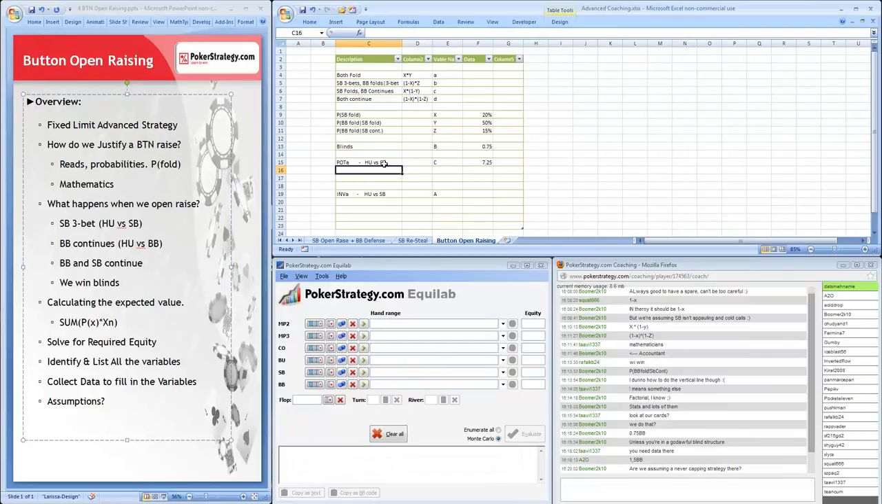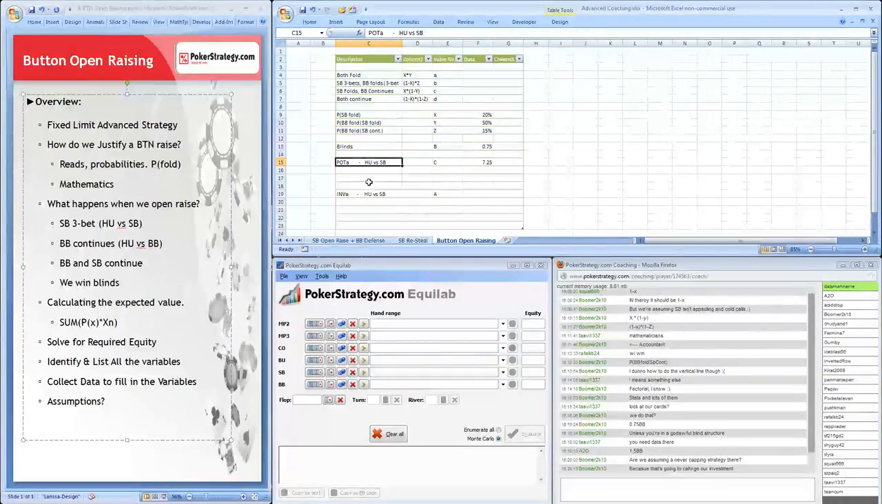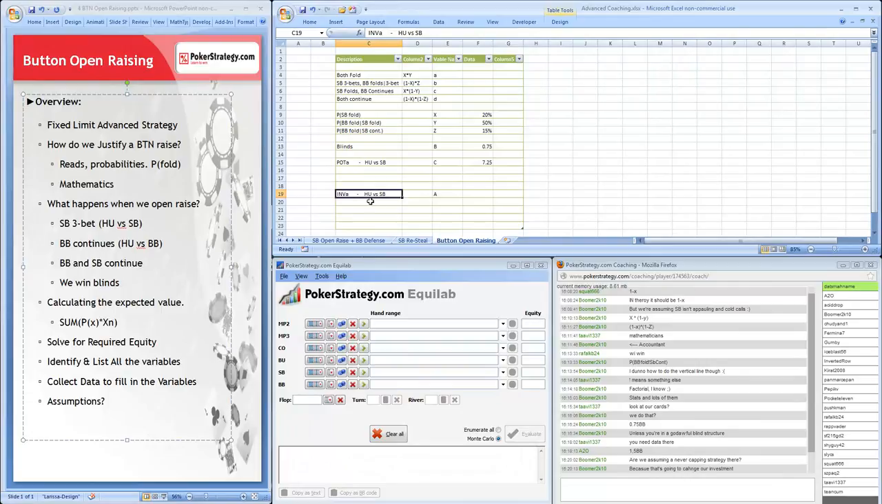But given that we have this situation where we're looking at the pot, we want to know how often we're going to win the pot. We want to know how much it's going to cost us when we're getting involved here.